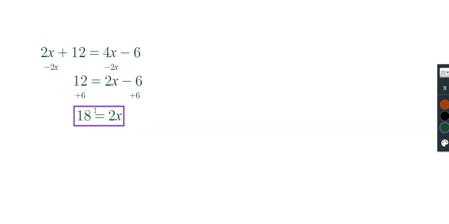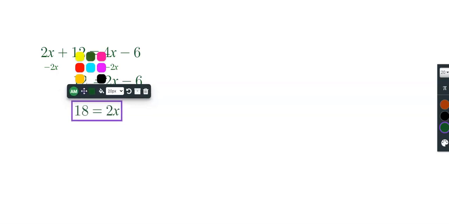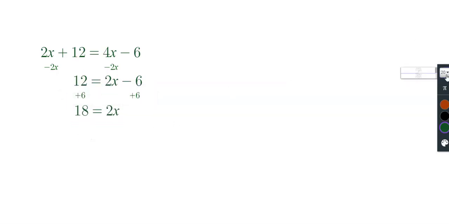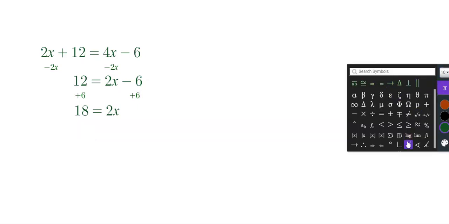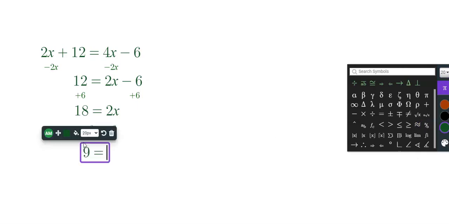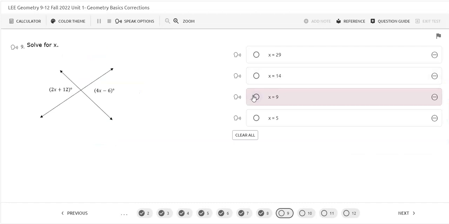From there, I need to divide both sides by 2. I'm going to use my division symbol here. So divide by 2. And that leaves me with a final answer of 9 is equal to x, or x equals 9. I say x equals 9.